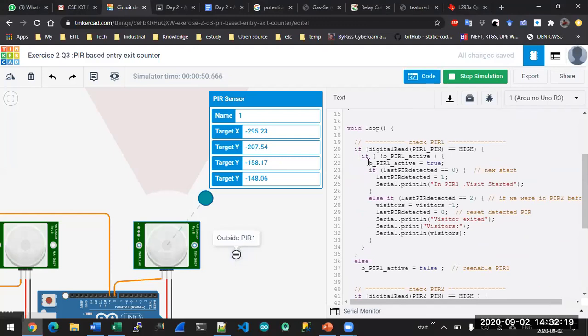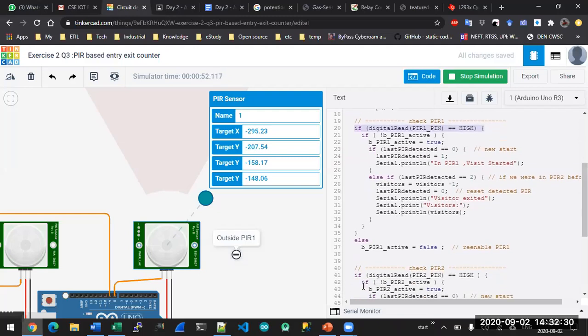So the overall flow is, we are just checking which sensor is activated, like we are checking digital read PIR sensor 1, and similarly we are checking the digital read PIR sensor 2. Okay. And inside that we are checking if PIR sensor 1 was previously not activated, then we have to activate that sensor. Okay. And similarly for the sensor 2 also.